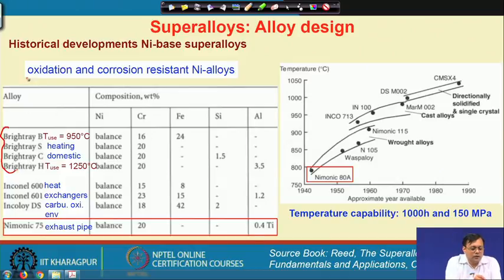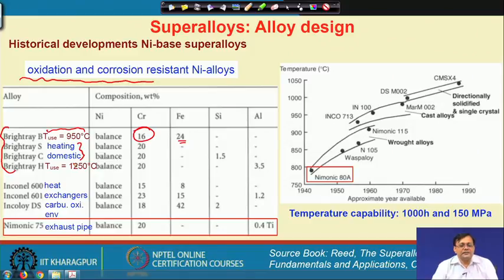So, here we are only talking about oxidation and corrosion resistance of nickel base alloys. I am not talking about their creep properties, where stress is present. Here, in the Brightray alloy, the maximum use was around 950, where chromium was added and also iron, and these are used mostly for heating purposes in some domestic or industrial appliances. Silicon was used a little bit, and aluminum was also used later on for somewhat higher application temperatures, where the chromium scale does not perform better.